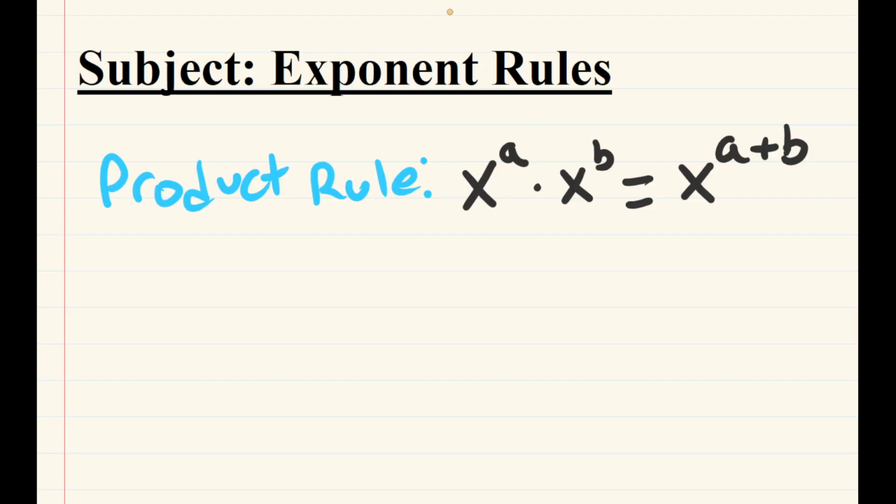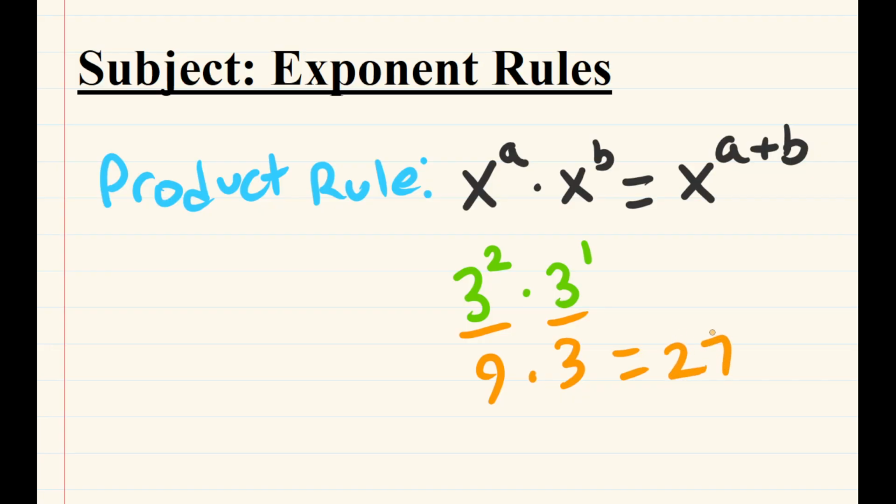So let's give a quick example. Let's say we had 3 to the second power, and we're multiplying it by 3 to the first power. Normally you could evaluate this. You could evaluate 3 to the second power, which gives you 9, and 3 to the first power, which is just 3. And 9 times 3 just gives you 27. That is the correct answer. This evaluates to 27.